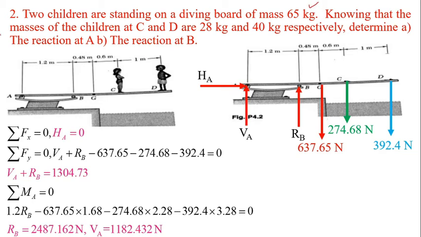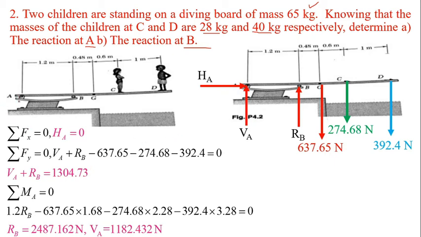Knowing that the masses of the children at C and at D are 28 kg and 40 kg respectively, determine the reaction at A and the reaction at B. The figure is given and all the dimensions are also given. So, the first step is to draw the free body diagram for the diving board. A free body diagram is a diagram which shows all active and reactive forces.